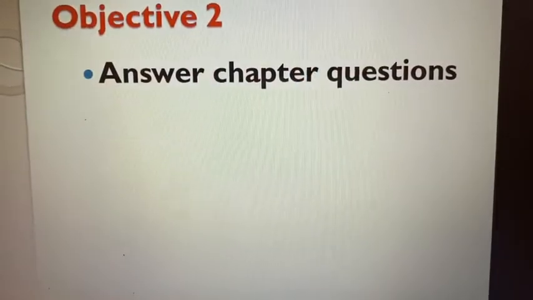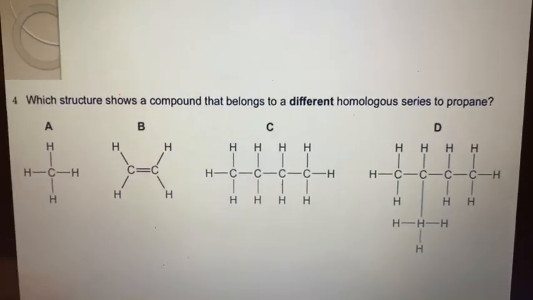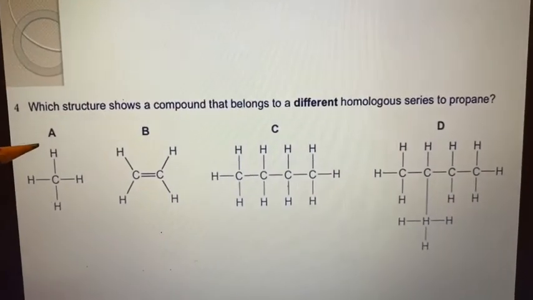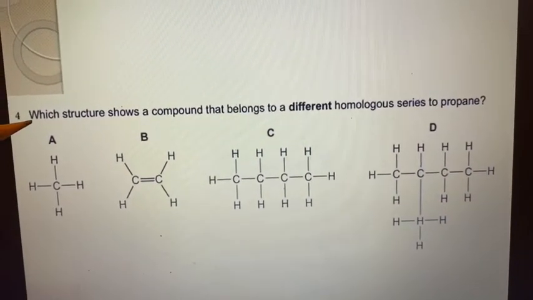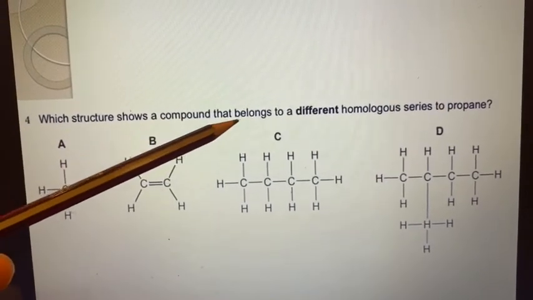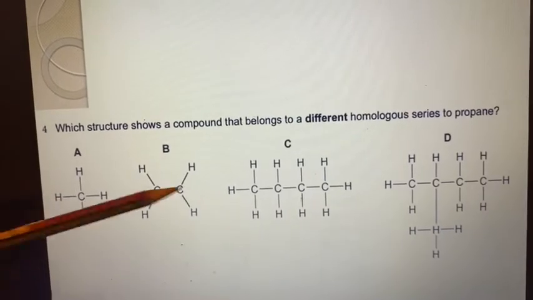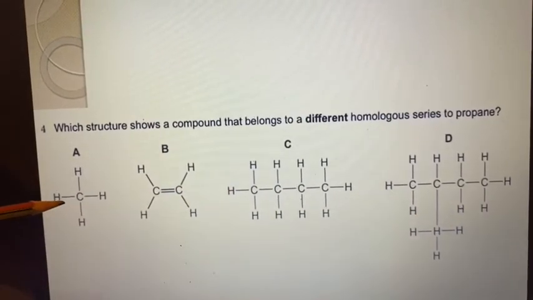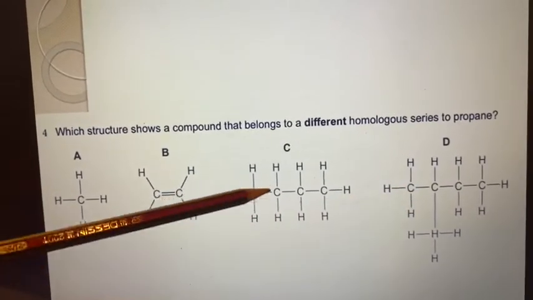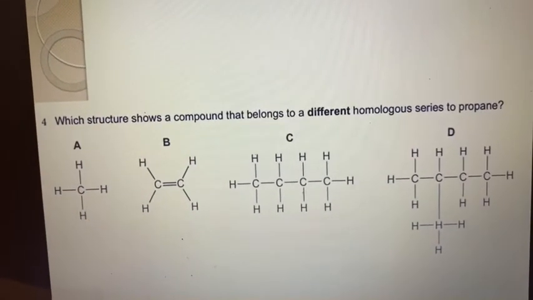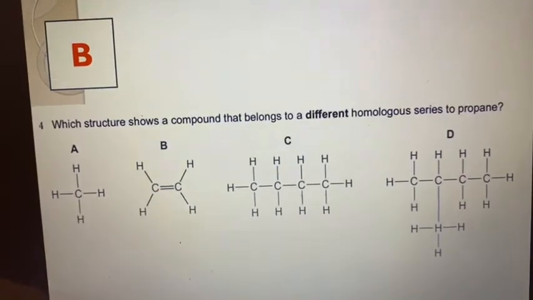Okay, let us answer the chapter questions. I brought for you these questions so to answer it together for the whole chapter. Which structure shows a compound that belongs to a different homologous series? Here, all of these, as you can see, they are alkanes. They have a single bond. So the one that is different is B because it has a double bond.